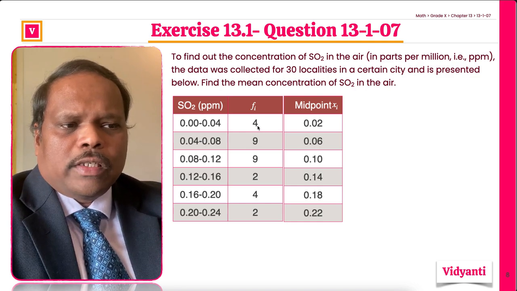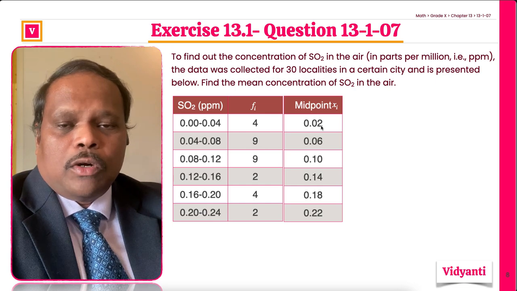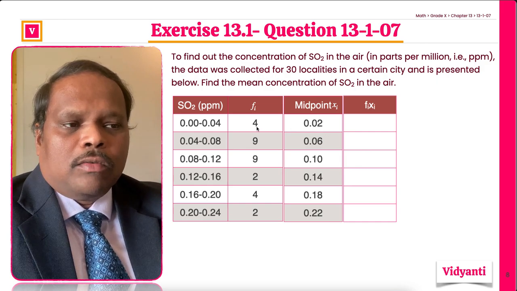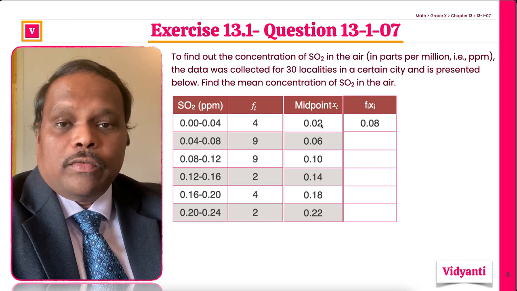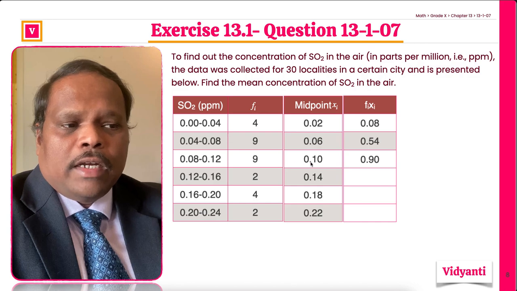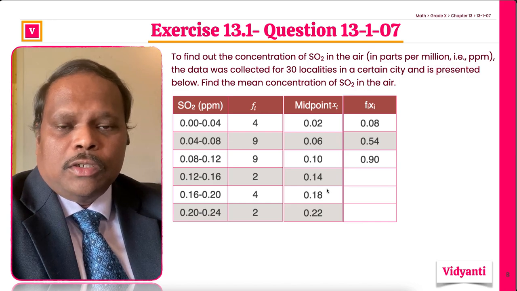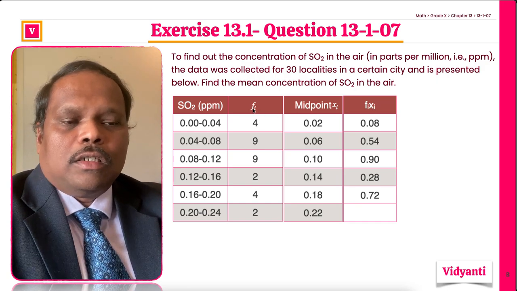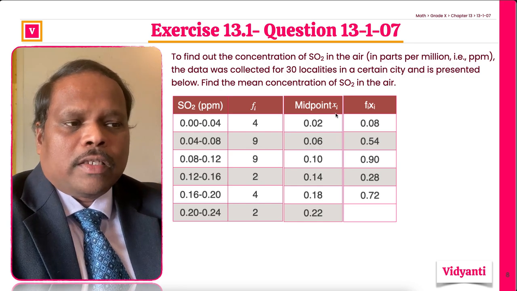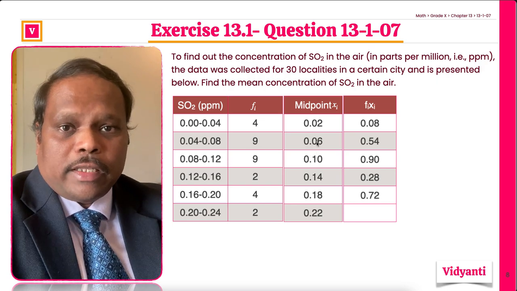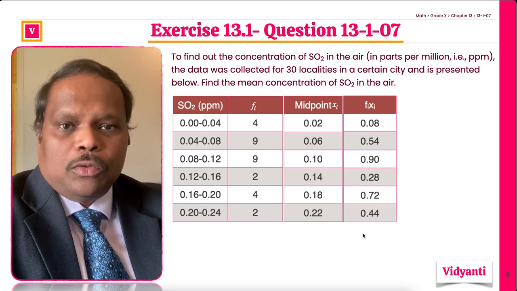Now, all we have to do is multiply this with this one, because we are going to create another column, which is fi xi. That would be 4 times 0.02, which gives us 0.08. 9 times 0.06, which is 0.54. 9 times 0.10 is equal to 0.90, and so on. So we are going to multiply, because the column says fi xi. fi is the frequency column, individual. xi is the observation column, which is individual, again the concentration at that locality. And we are going to eventually add all these fi xi.